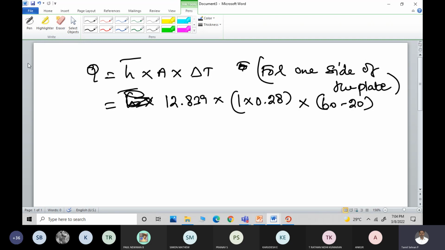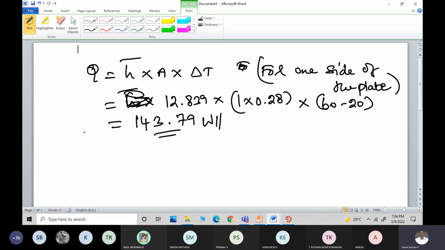So how much watts is the answer? This is in watt per meter squared Kelvin. Meter squared gets cancelled. This is the temperature difference. 143.7968 watts. Okay, this is the final answer.